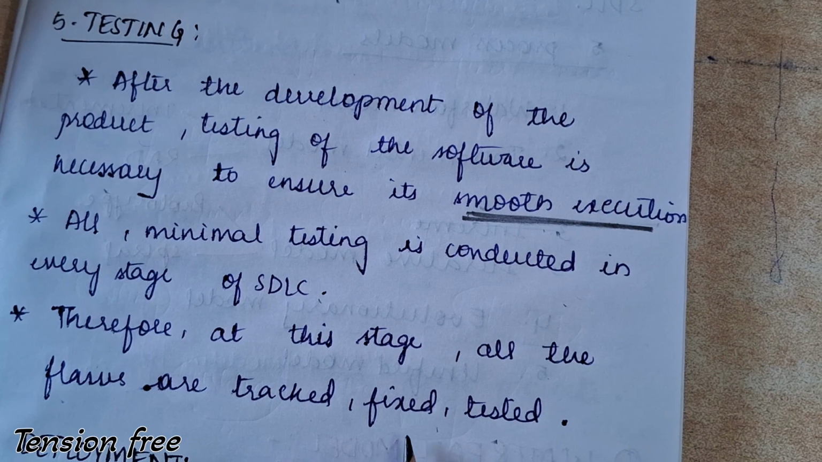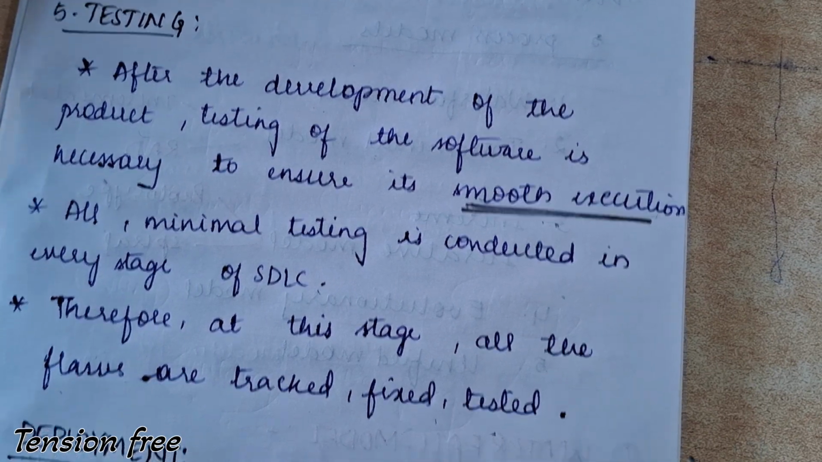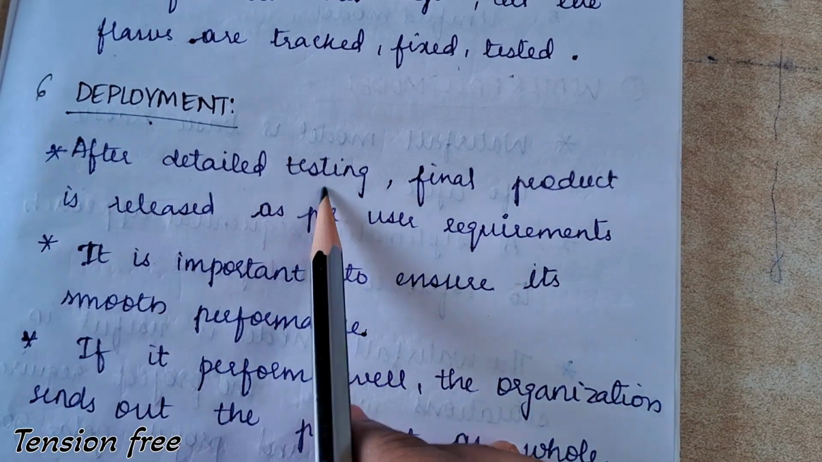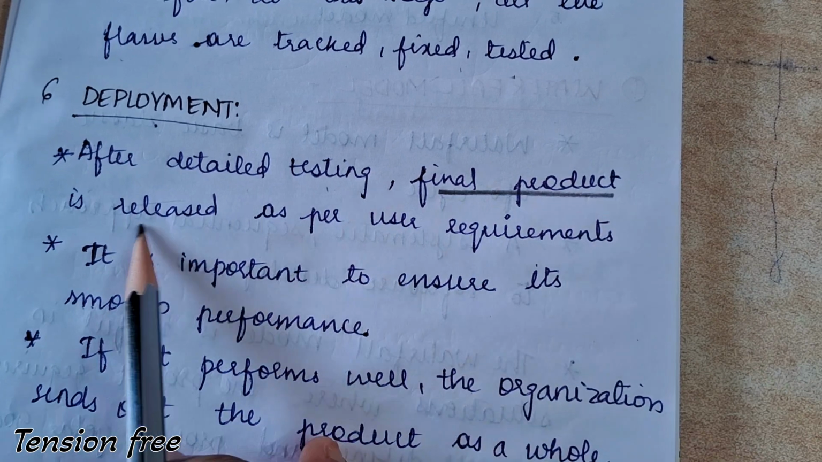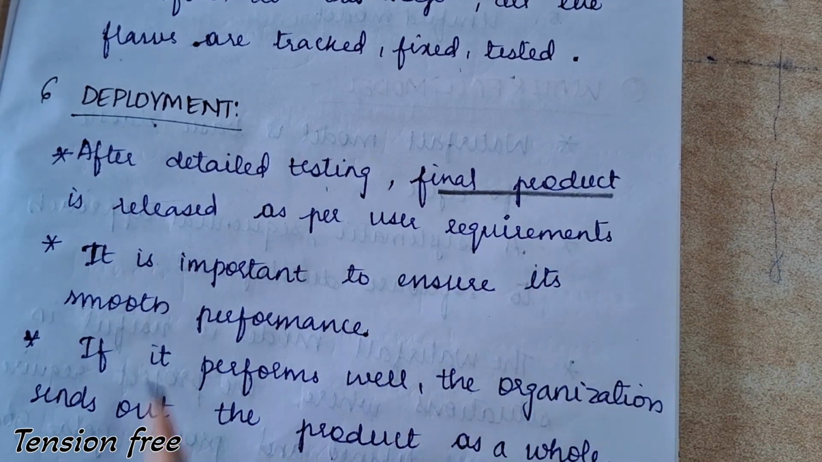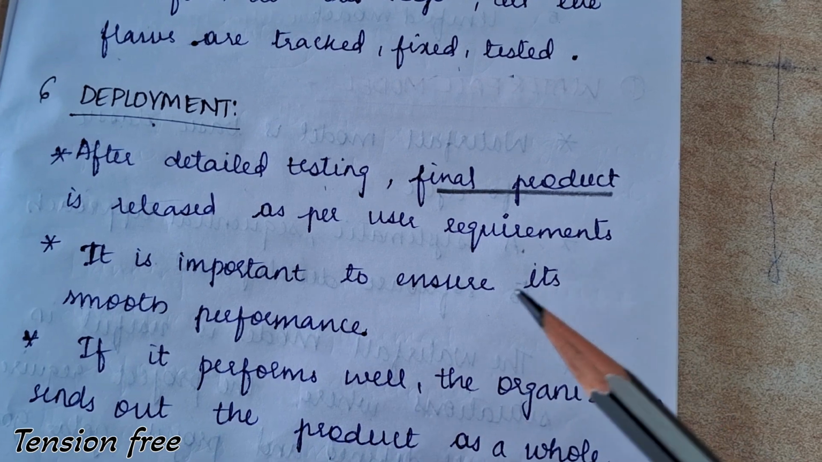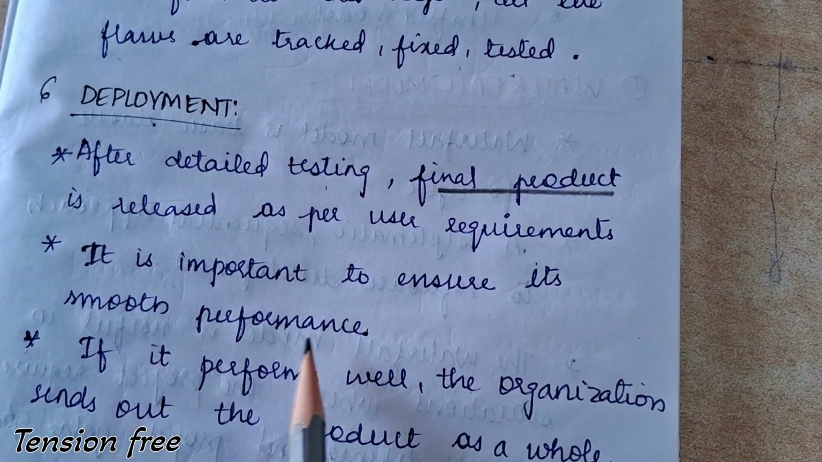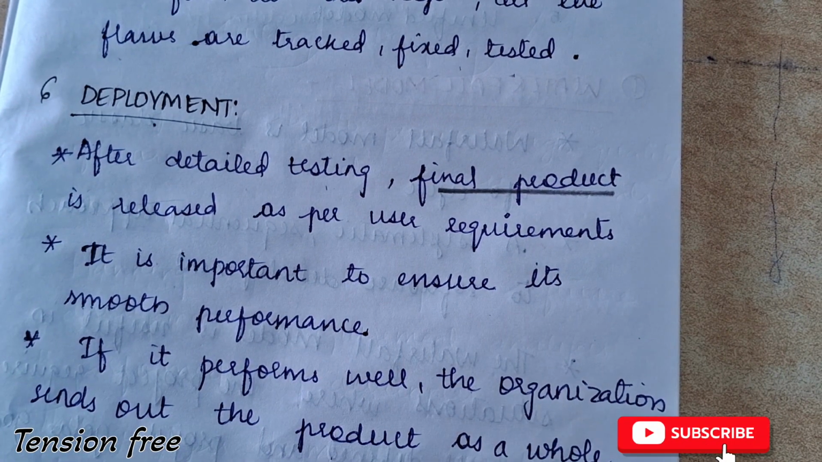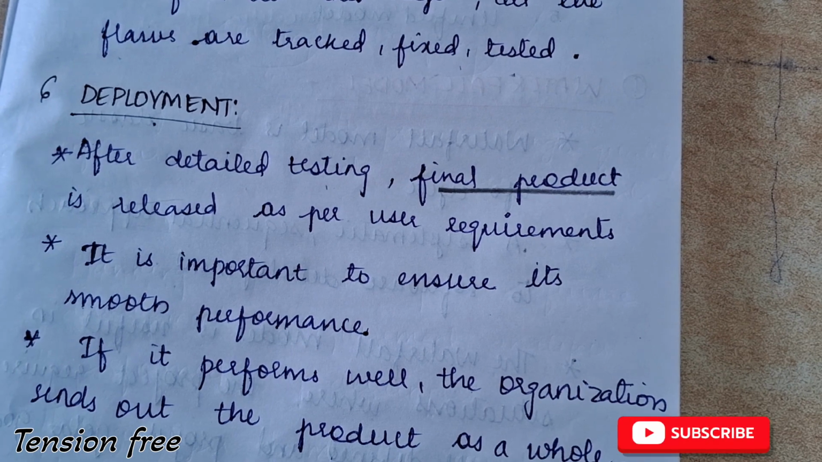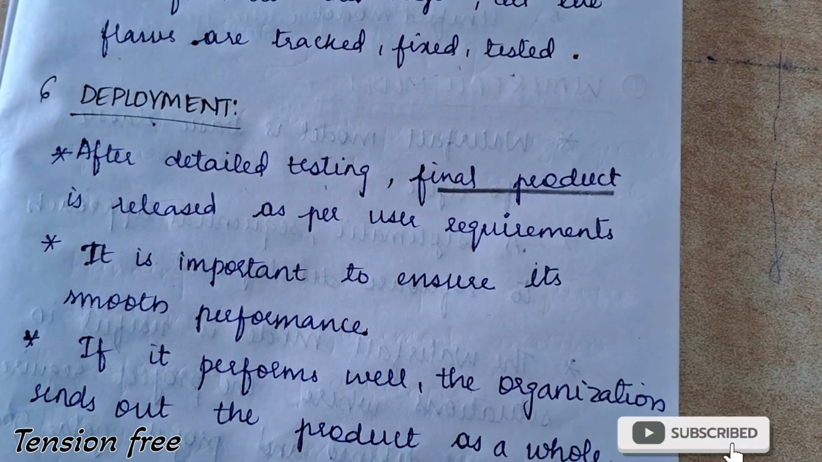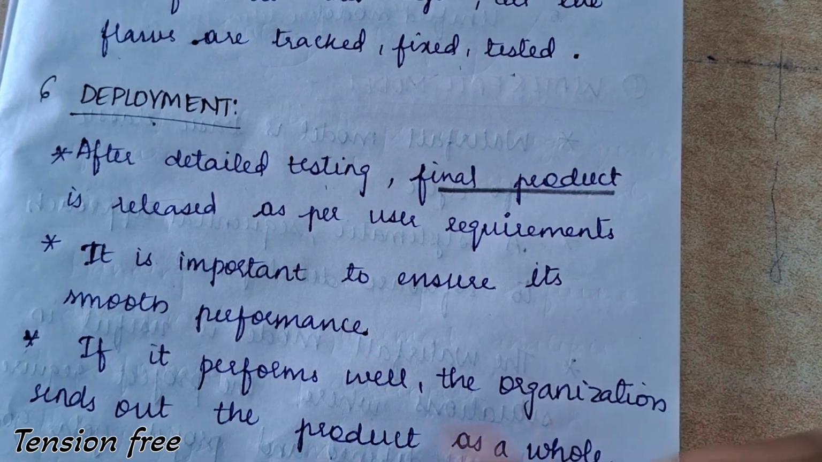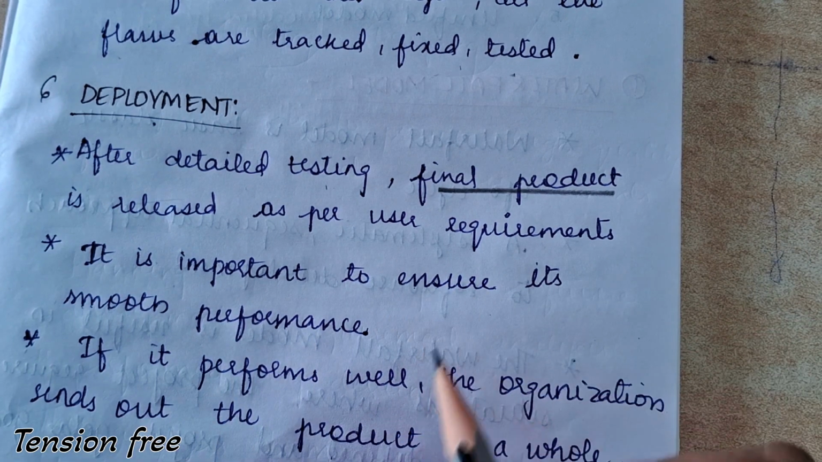After the testing, we need to provide the product to the user, right? That step is called the deployment step. After detailed testing, the final product is released as per the user requirement. Here the product will be given to the user according to the user's requirements. It is important to ensure smooth performance. So after providing the final product, we need to ensure that our software executes very smoothly according to the software requirements.